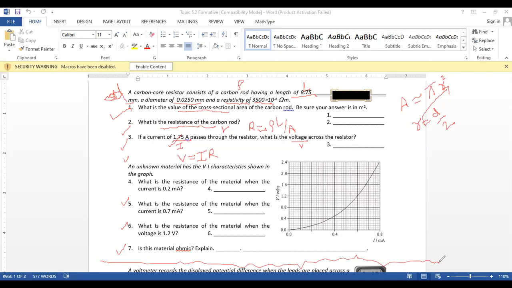When you complete the whole worksheet, you will send it to me through email. I hope it is clear. If you have any question during the class time, I will be available here, and you can come and ask questions.